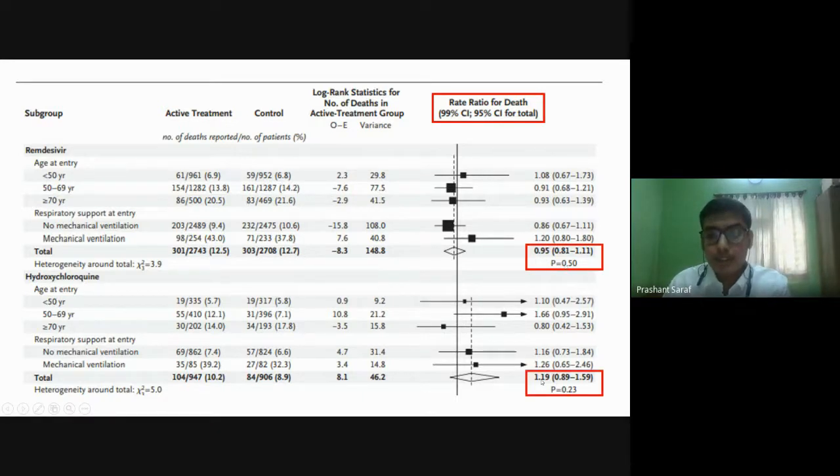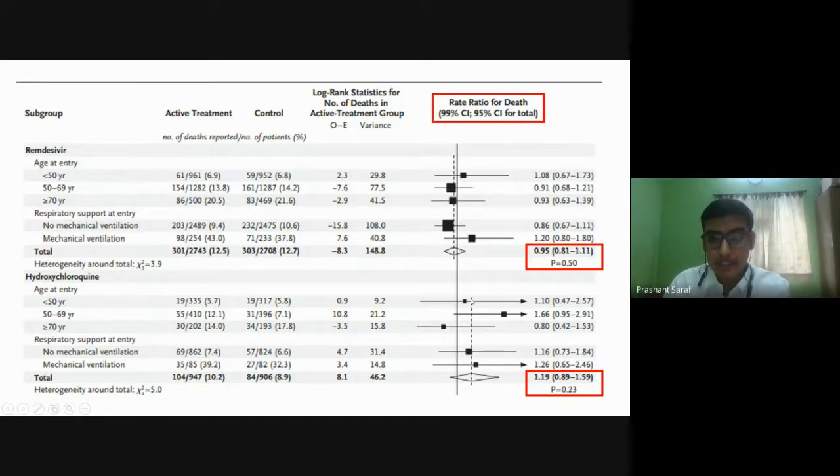Similar is the case for hydroxychloroquine for the total. The rate ratio is 1.19 and the range is 0.89 to 1.59. This 1.59 is very high. That means when you repeat the trials in future, you can get values which are beyond 1. So it is not good for us.